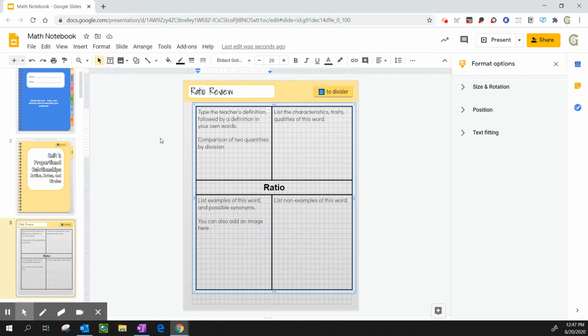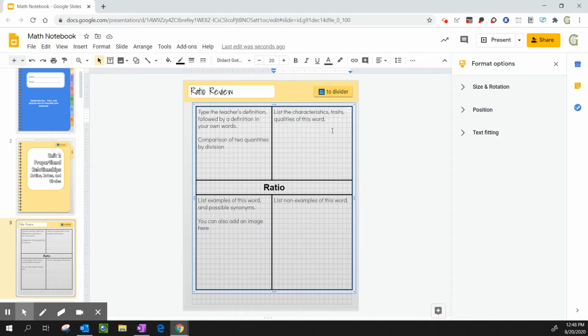So what you are going to do now is, in your own words, explain what this means. Comparison of two quantities by division. Go ahead and pause the video now so you can fill that part in, and then go ahead and unpause once you're done putting it in your own words. Okay, welcome back. So you should have something filled in here that is in your words.